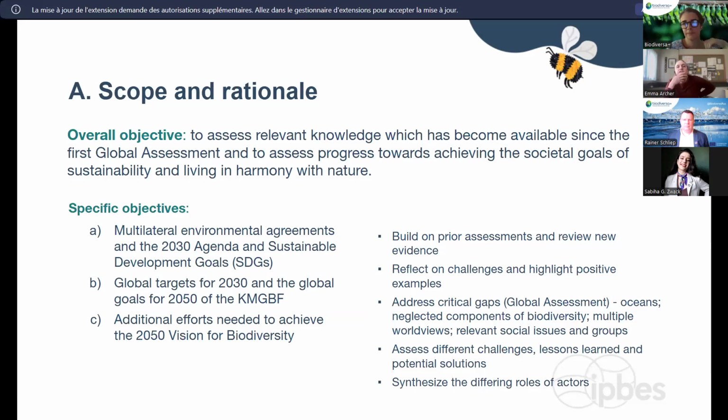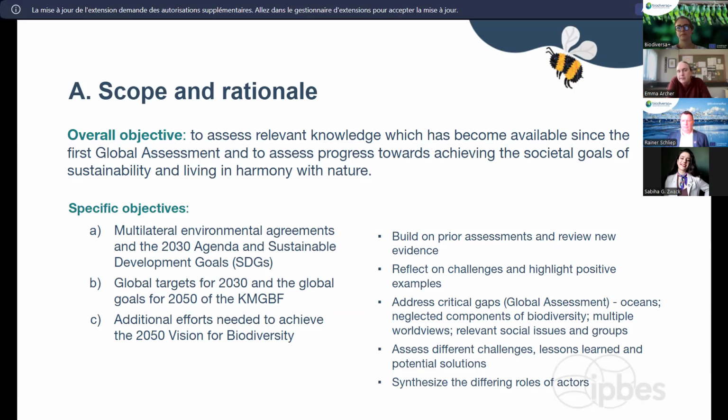So the scope and rationale, as I've said, is a fundamental objective is to look at basically what knowledge has become available since the first global assessment, and also look at our progress towards achieving goals. So the specific objectives focus on multilateral environmental agreements and the 2030 Agenda and SDGs, looking at the global targets for 2030 and for 2050 of the GBF, and then also looking at those additional efforts that we would need to achieve the 2050 vision for biodiversity.